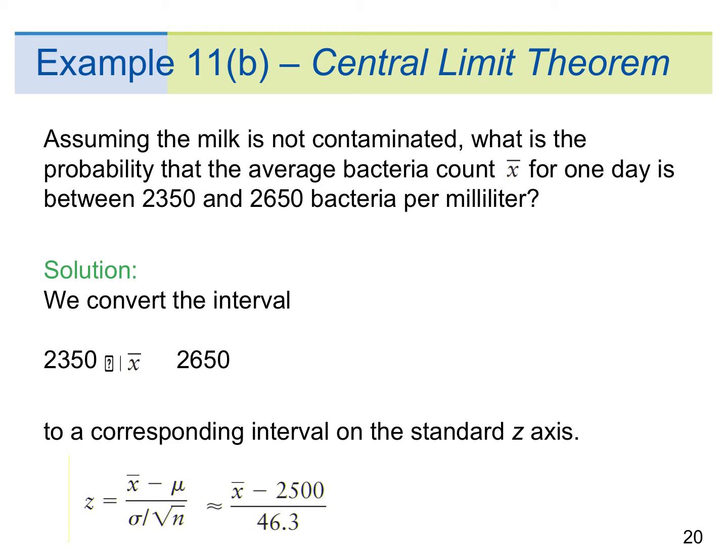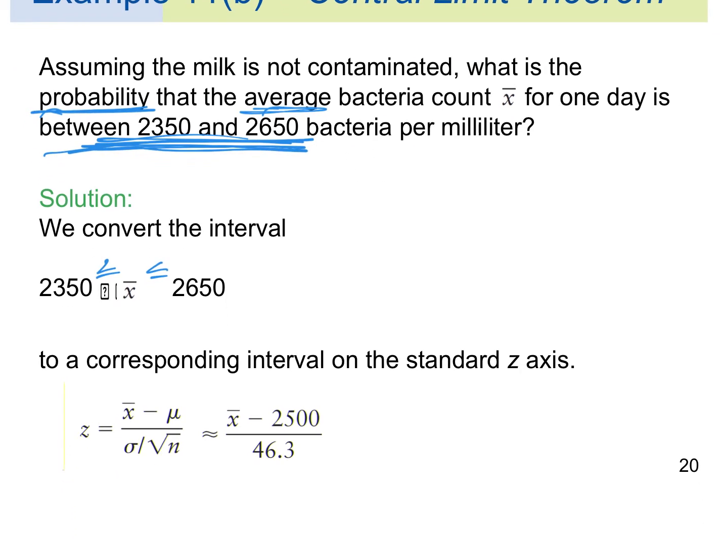Now we need a question. Assuming the milk is not contaminated, what is the probability, so they're asking for a probability, that the average, that means X bar, bacteria count X bar for one day is between 2350 and 2650? Come on, guys, that's pretty straightforward. So it's in between 2350 and 2650. There's our little formula. This is our 2350 and our 2650. There's our mean. There's our standard error.